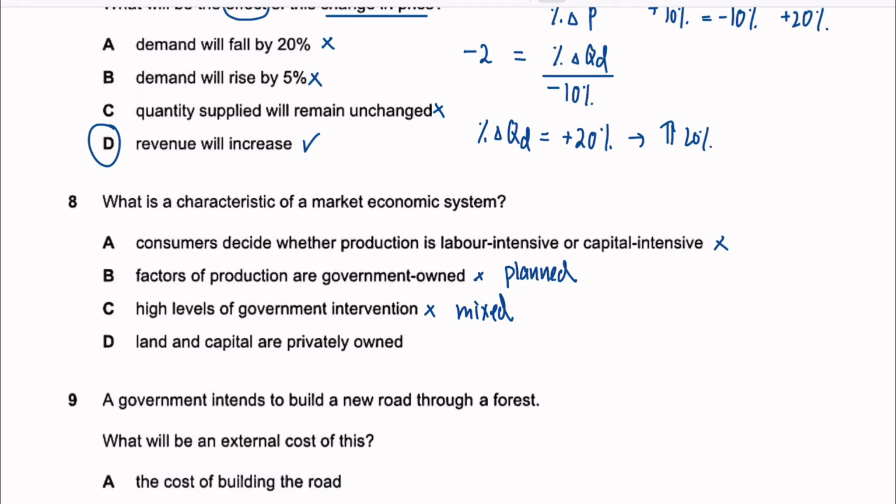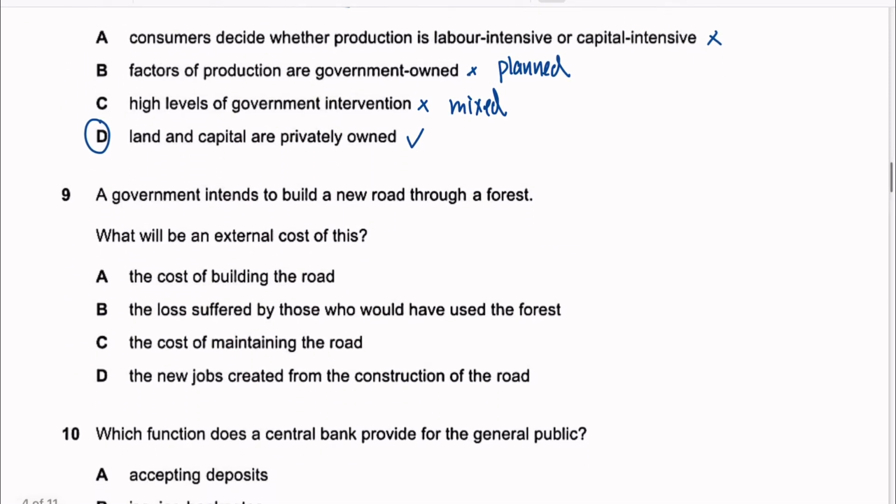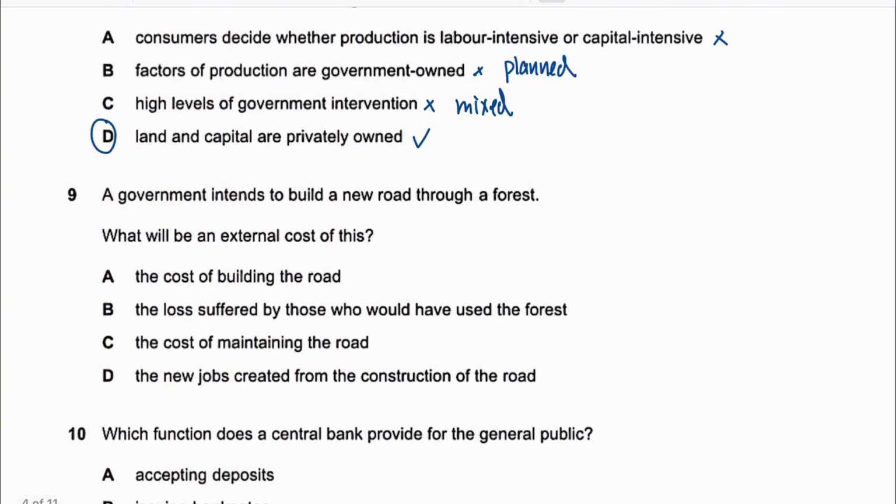D. The land and capital are privately owned. Yes, correct. So market economy is determined by the market forces of demand and supply, so the firms are all privately owned. Okay. Question 9. A government intends to build a new road through a forest.